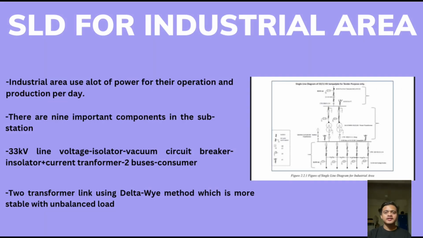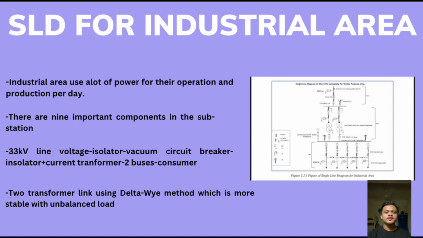The industrial area is defined as the area that is used for various primary industrial operations. Of course, they use plenty of power for operation or production per day. The substation contains a variety of electrical components with various purposes for distributing power to clients. There are 9 important components in the substation, which are isolator with switch, circuit breaker, current transformer, lightning arrester, power transmission, vacuum circuit breaker, power transformer, and station transformer.